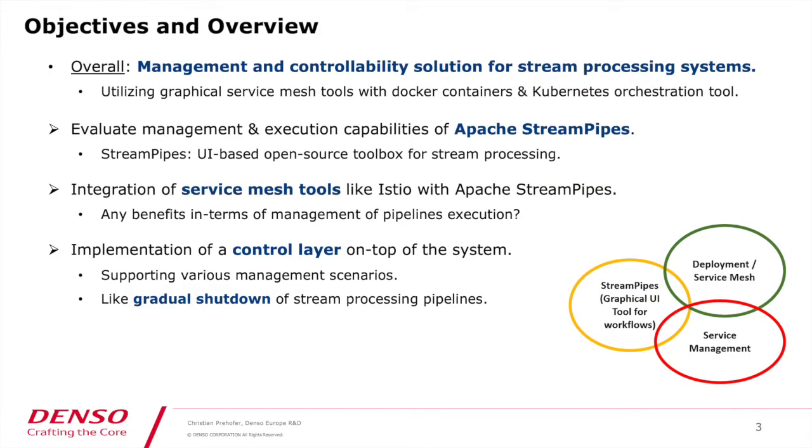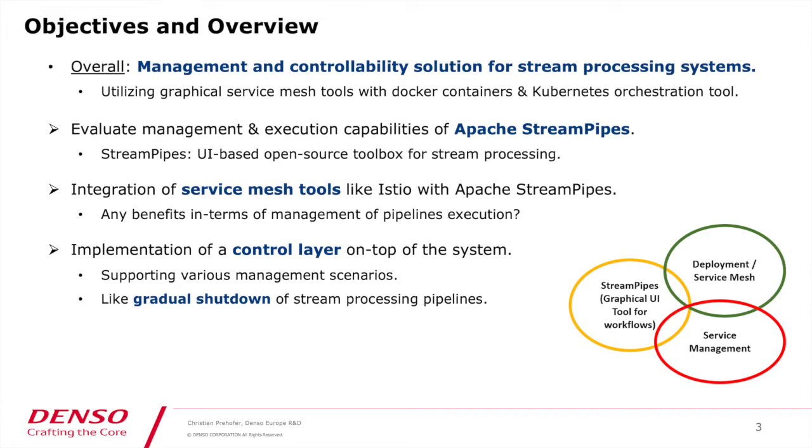So the overall objective of our research topic was to come up with a better management and controllability solution for stream processing pipelines utilizing graphical service mesh tools with Docker containers and Kubernetes as an orchestration tool. So we divided our objective into three subparts. The first part was to evaluate the management and execution capabilities of Apache Stream Pipes, which is a UI-based open source toolbox for stream processing.